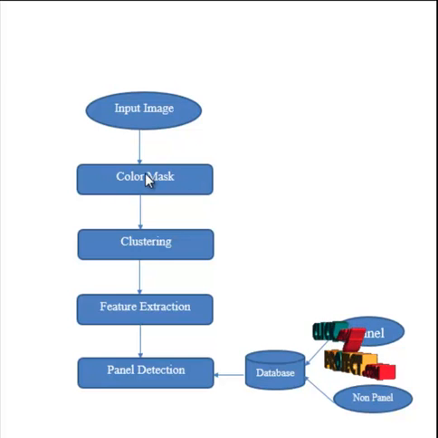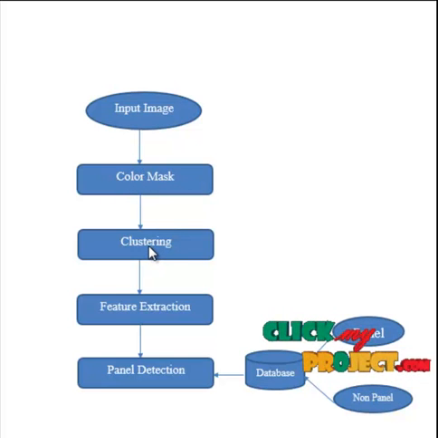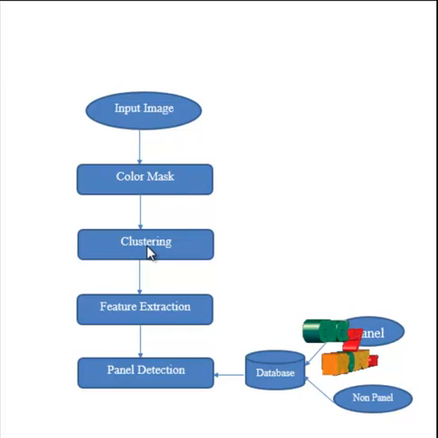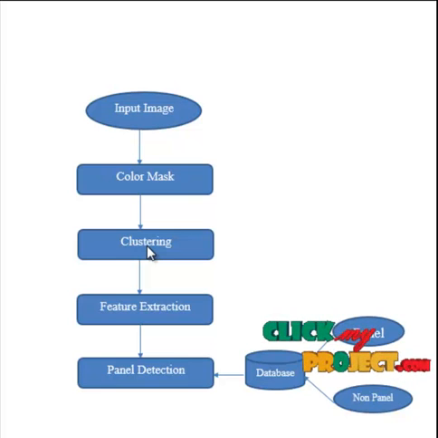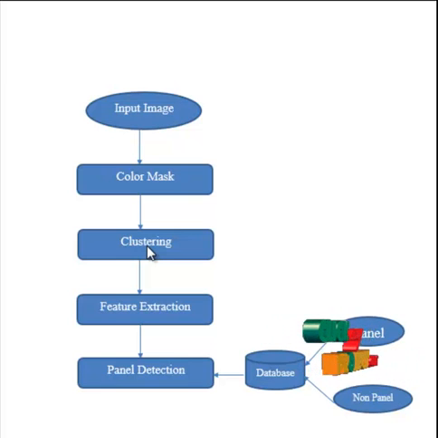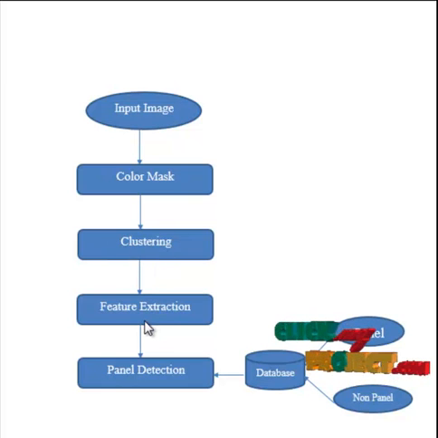After color masking, it will pass to the clustering. In this module, based on the color map, we cluster the images. After clustering, we get the image partitioned into different objects. These objects are going to be classified for detecting the traffic panels. It's a grouping of a set of objects in such a way that objects in the same group are more similar to each other than those in the other groups. After clustering, it will go to the feature extraction.